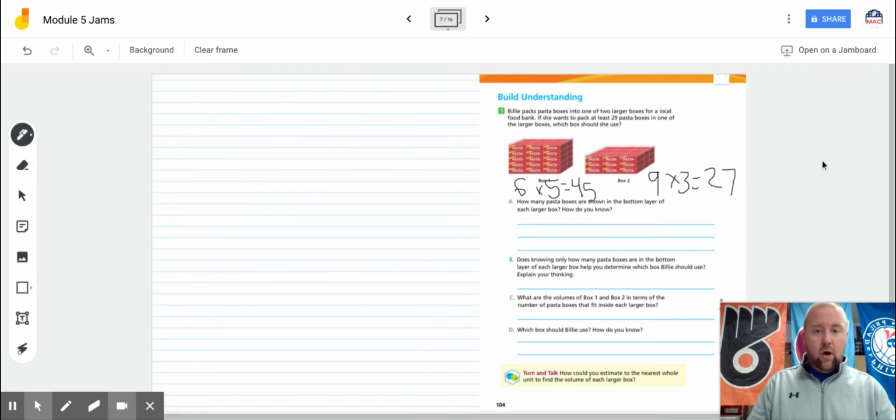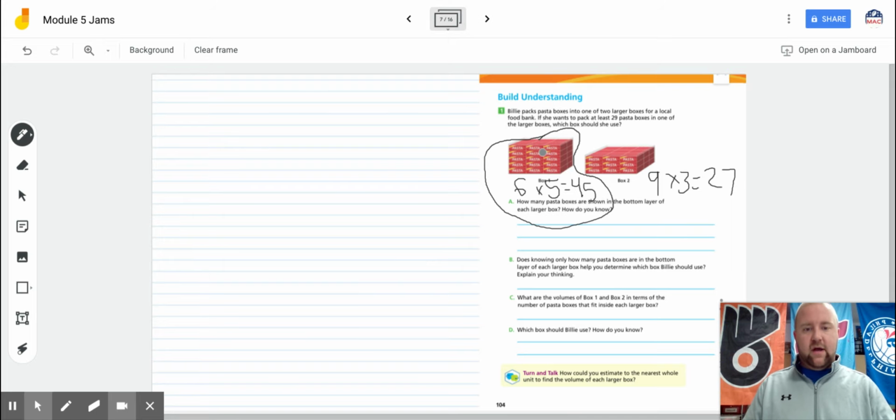All right. So when the question asks in this one, what are the volumes? We just did that, 45 and 27. So which one should she use? She needs at least 29 pasta boxes, which means the only option that's going to work here is going to be box number 1, which had 45 pasta boxes in it.